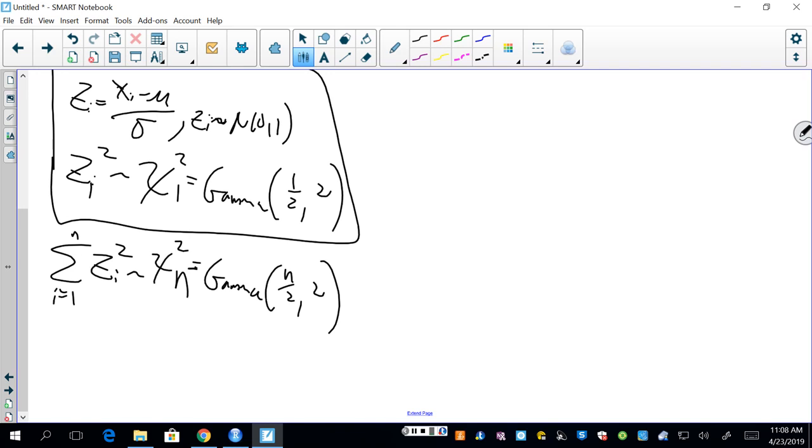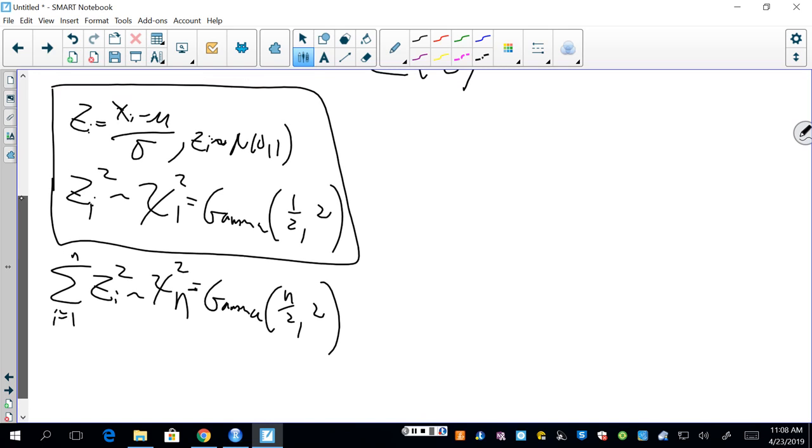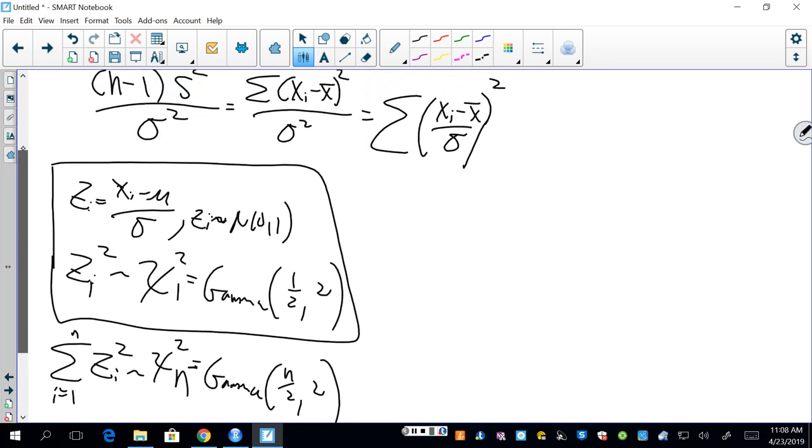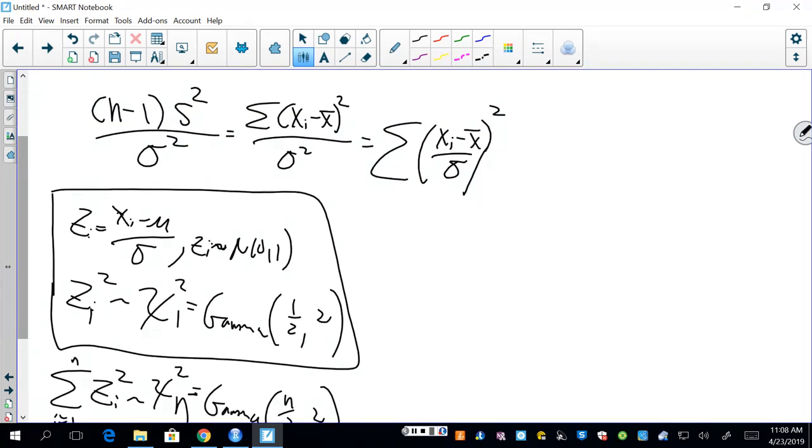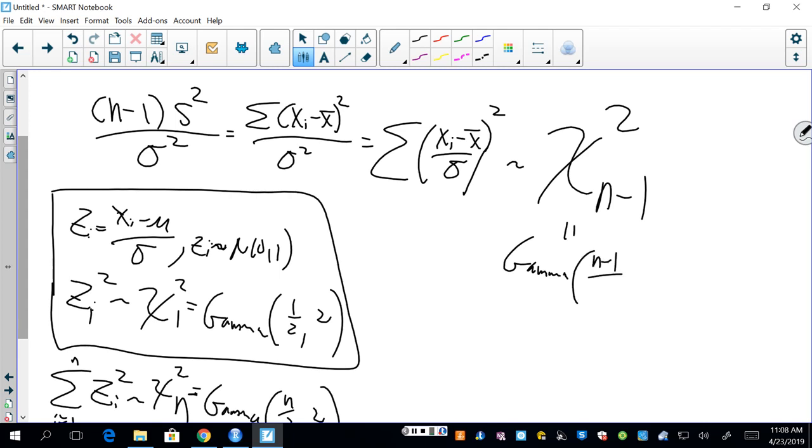We have to estimate mu. We're subtracting x bar. But it works out that what we lose is 1 degree of freedom. The distribution is called chi-squared with n minus 1 degrees of freedom, which is equivalent to a gamma with n minus 1 over 2 as the first parameter and 2 as the second parameter.